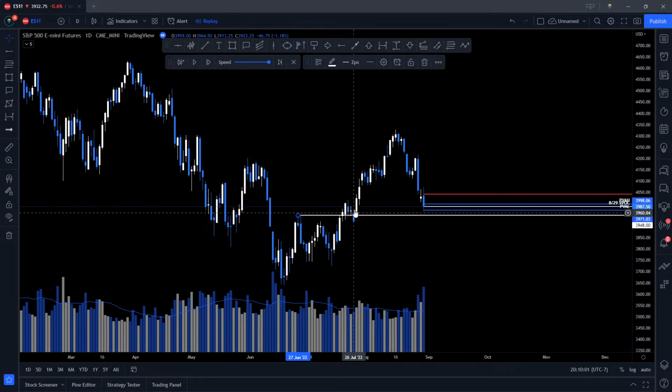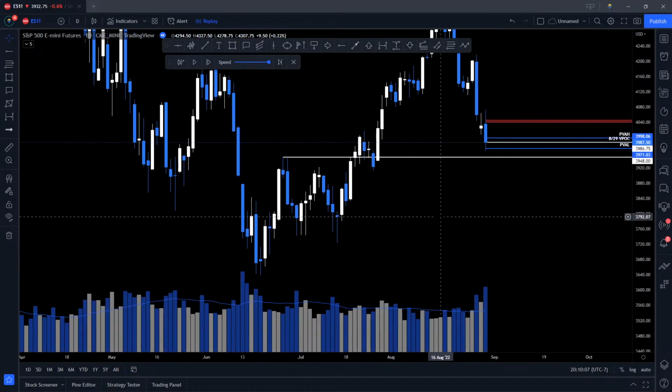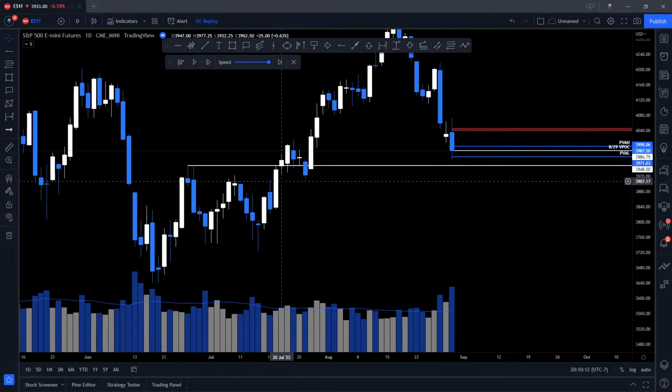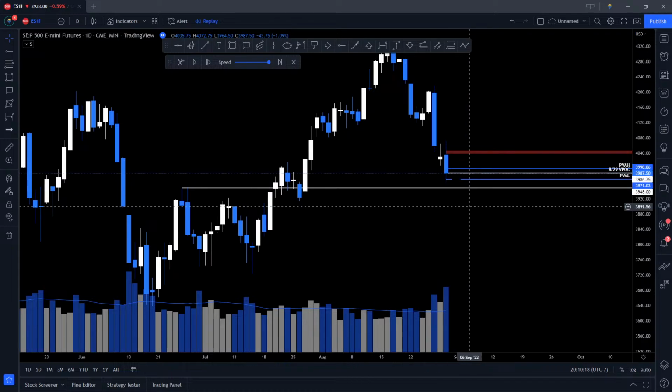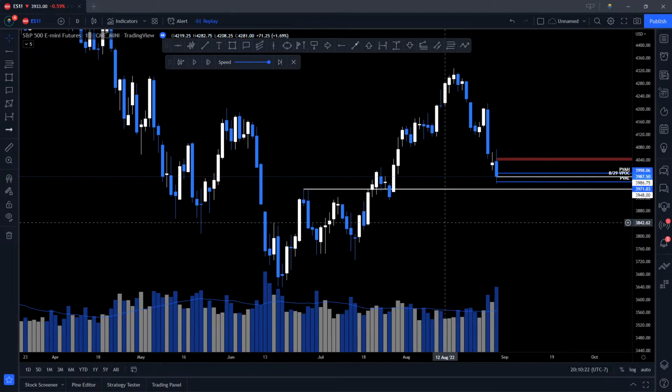Then you can see this level is weak, right? If we're looking at the daily, we have a lot of wicks here at this level. So when we come back to retest this level, we expect it to just flush right through, which is exactly what's happening right now.